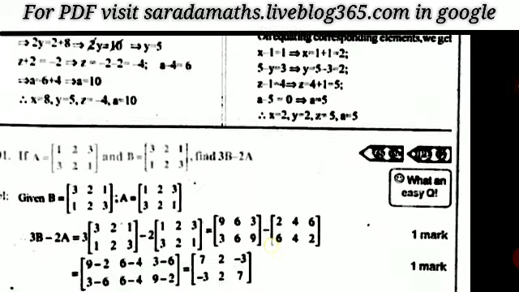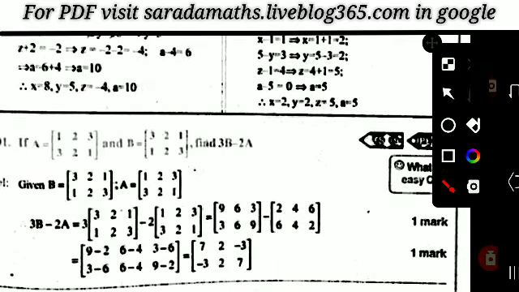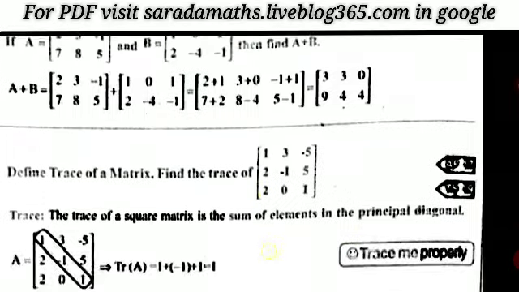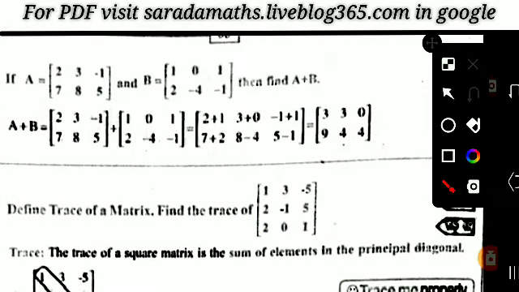Now the next one, if A is equal to this one, B is equal to this one, find the matrix 3B, find the value of 3B minus 2A, the most important model. Next one, if A is equal to [1 2; 3 4], B is equal to [3 8; 7 2], and 2X plus A is equal to B, then find the matrix X, the most important question. Next one, if A and B two matrices are given, find the matrix A plus B.